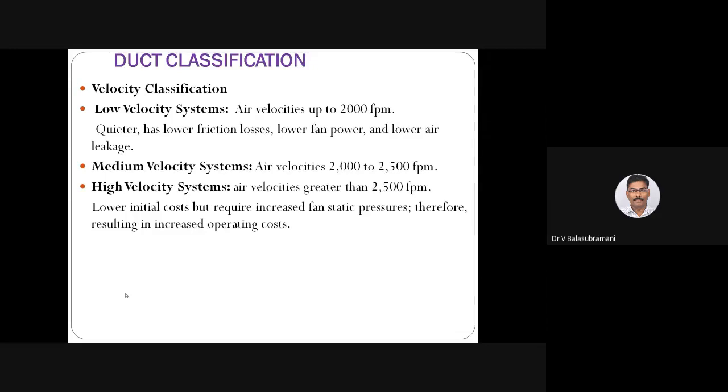And then classification of duct. Based on velocity, there are 3 types: low, medium, and high. Low means up to 2000 FPM, feet per minute. Medium means 2000 to 2500. High velocity means greater than 2500 FPM. This is the duct classification based on velocity.